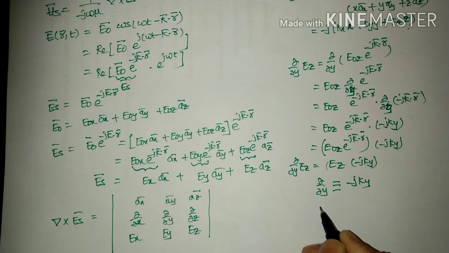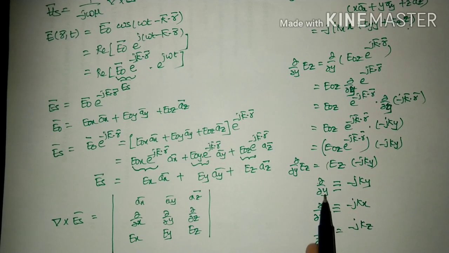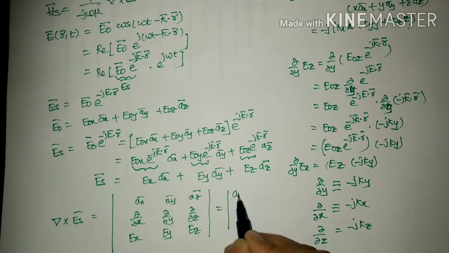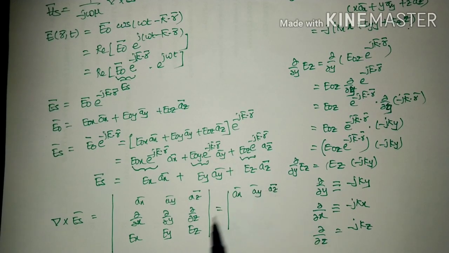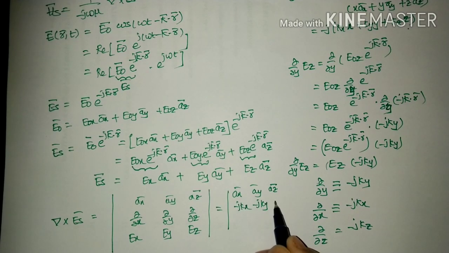Similarly, you can determine dou by dou x is equivalent to minus j kx. Also, dou by dou z is equal to minus j kz. So, in place of dou by dou x, dou by dou y and dou by dou z, I can replace them with minus j kx, minus j ky and minus j kz respectively. So, this is equal to the determinant of ax bar, ay bar, az bar; minus j kx, minus j ky, minus j kz; ex, ey, ez.